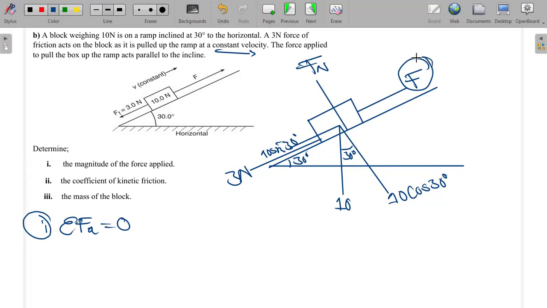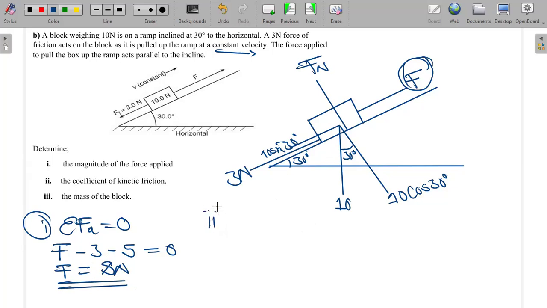What forces do we have? We have this force, which is acting along the direction of motion, so it's going to be positive, minus the forces that are opposing the direction of motion, which is the 3 Newton force, minus the 10 sine 30. The value of 10 sine 30 is 5. And this should be equal to 0. Negative 3 minus 5, this is my negative 8. So force will be equal to negative 8. If I take it to the other side of the equation, it will become 8 newtons. So that means the applied force is equal to 8 newtons.